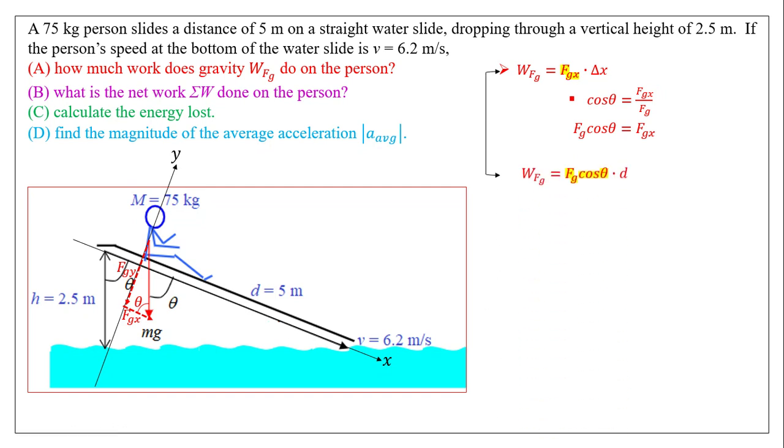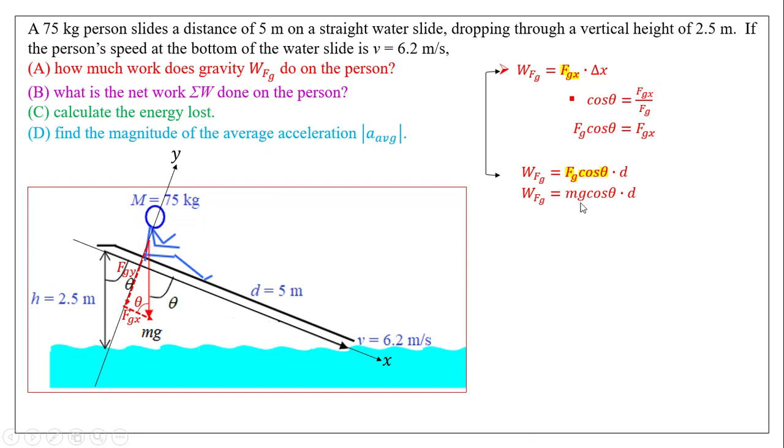Here, I just carry my work down. The work done by the force of gravity is F_gx times displacement. But F_gx, I can substitute with F_g cosine theta because I just found that to be true. Delta x I choose to replace with d. If you want, you can keep it as delta x, but the diagram has the distance down the ramp or down the water slide as d, so I just replace delta x with d. Other than that, we can expand F_g out into mg cosine theta times d.